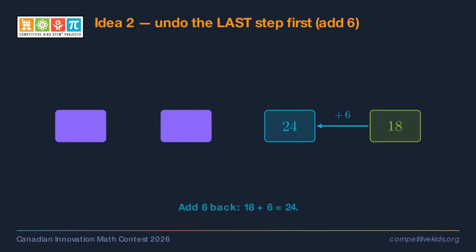Now reverse it. To get back to where she was before the last step, undo the giving away. Giving away 6 reverses to receiving 6 back. So 18 plus 6 equals 24. That was her count before the gift.